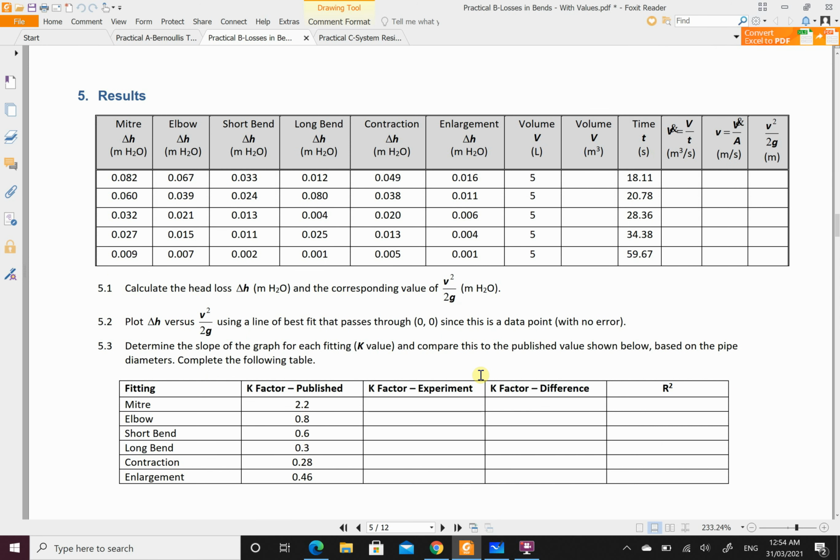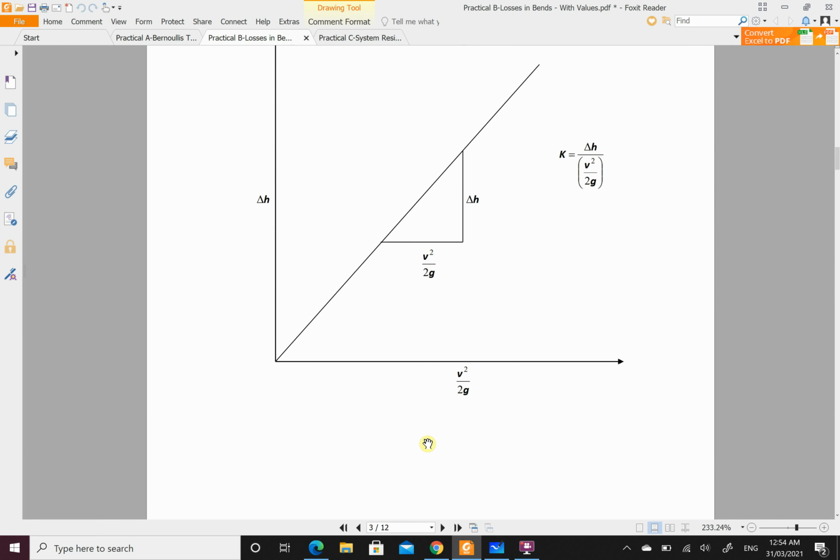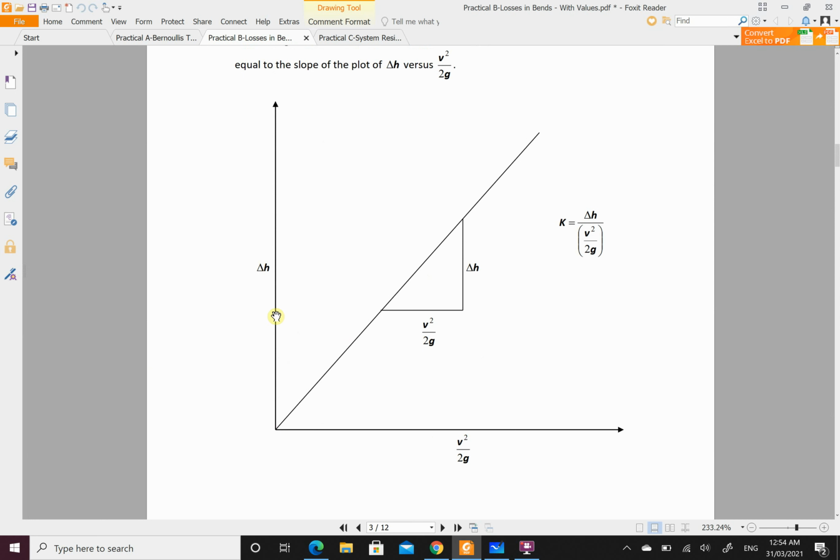So what do I need to look at next? Well, I've got published k factors here. I need to find my k factors for the experiment. So how do I find them? For this experiment, if I plot the change in head versus the velocity head, the tangent of this line is actually our k factor. So the slope is the k factor. So this is what I need to do. You can graph it, it's up to you, or you can just do it numerically, which is probably what I would do.